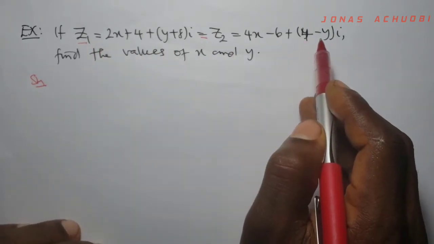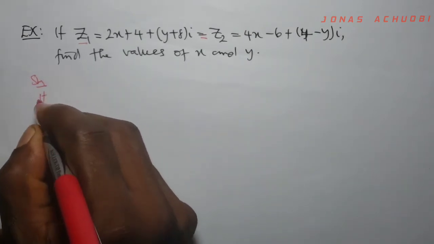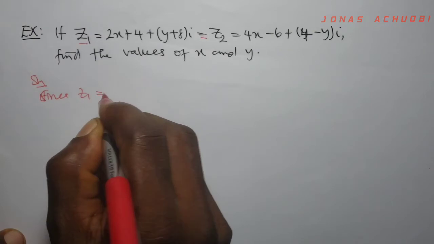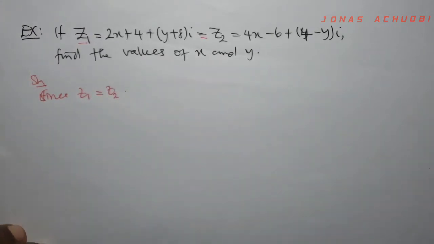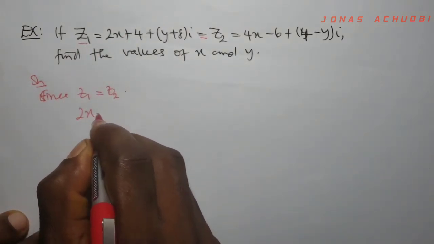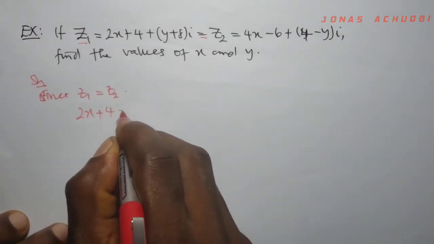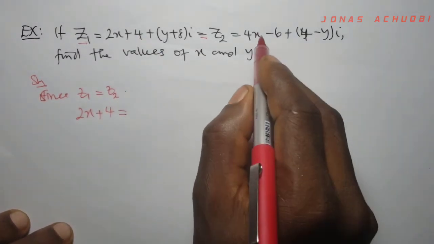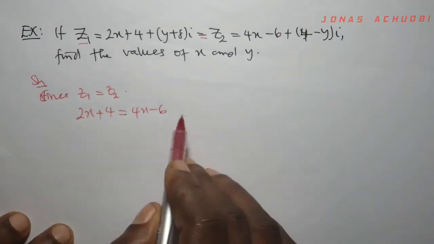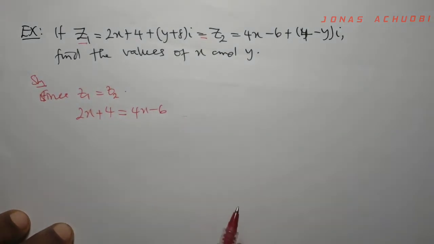Of z2. So we are saying that since z1 is equal to z2, they will have the same real parts and the same imaginary parts. So the real part of z1, 2x plus 4, will be the same as the real part of z2, which is 4x minus 6. And what we have is a linear equation in x, which you can solve.